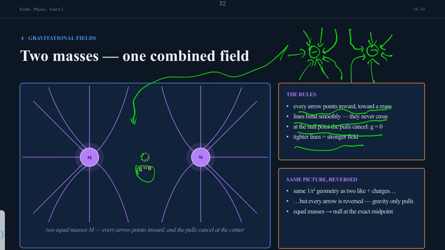Just always think of negative. Think of it as negative, always negative. And because it always pulls inward towards itself, all masses should be attracted towards it. And then also same thing here.